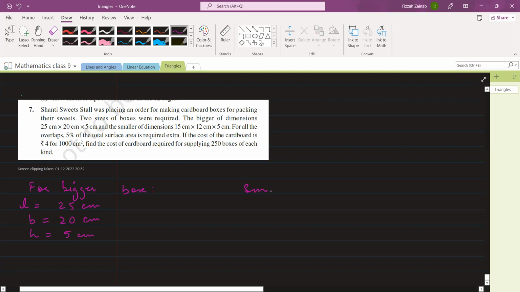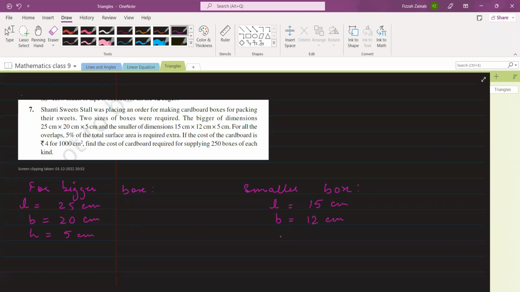Then the smaller box also we can note. Length is 15 centimeter, breadth is 12 centimeter, and height is 5 centimeter. For all the overlaps, 5% of the total surface area is required extra. If the cost of the cardboard is given, find the cost of cardboard required for supplying 250. That is the second part of the question. Let us stick to the first part.